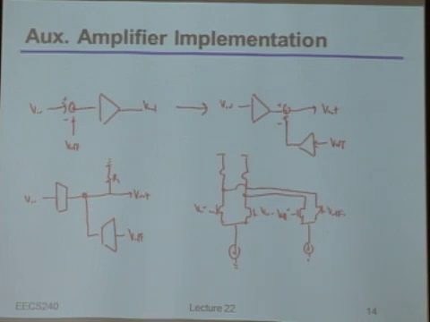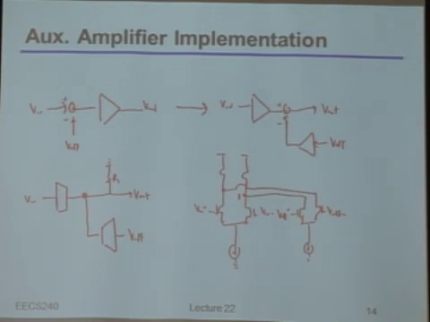Now hopefully, just to be sure that everyone is clear on this, if I wanted to do a subtraction versus an addition, then because it's differential, you just flip which side is tied to plus and which side is tied to minus. So that's one nice thing about differential circuits: it's just as easy to do subtraction as it is to do addition.